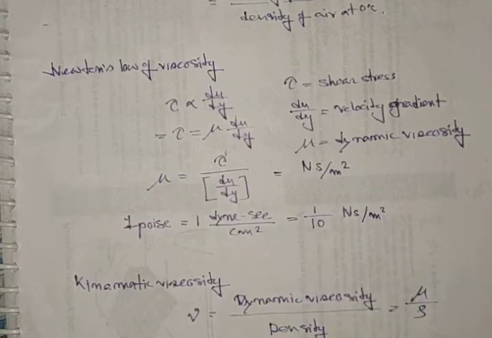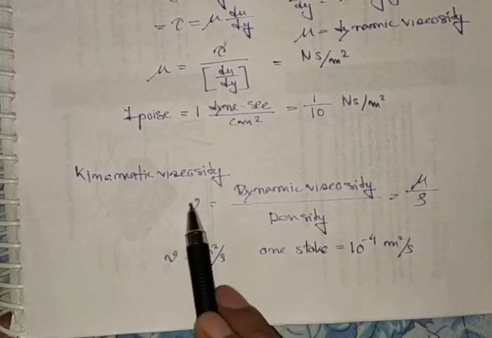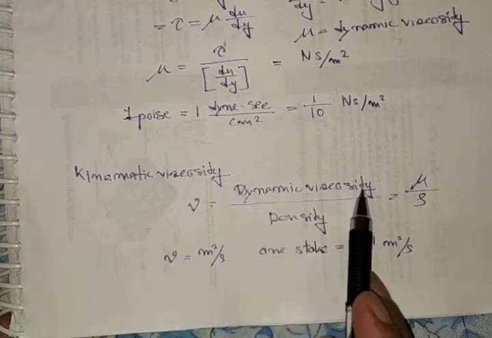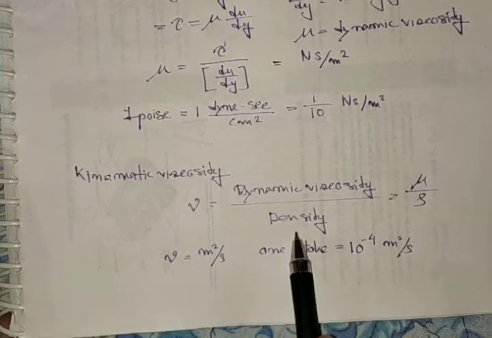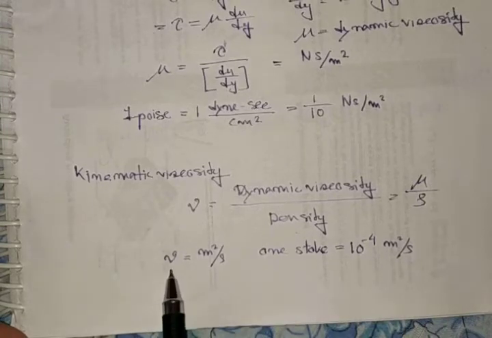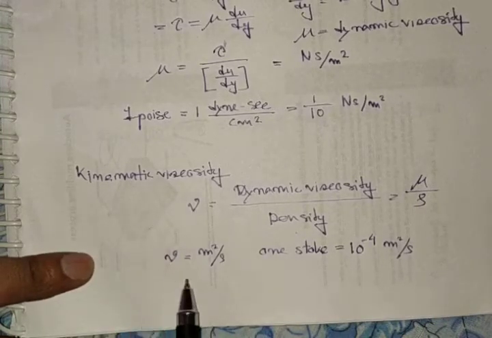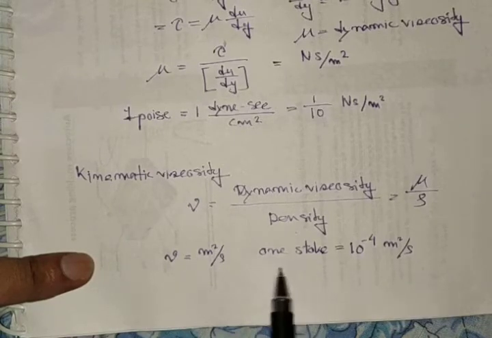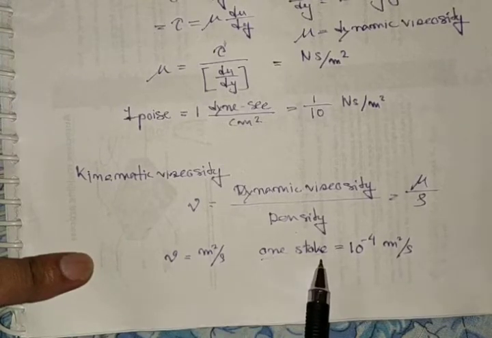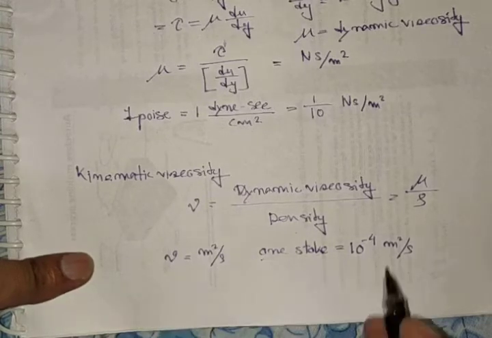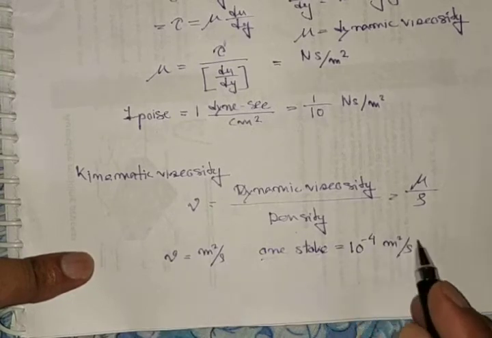So let's talk about kinematic viscosity. Kinematic viscosity is the ratio between dynamic viscosity and the density of the liquid. So it is basically mu by rho, and its unit is meter square per second. One stokes, which is another unit for kinematic viscosity, is equal to 10 to the power minus 4 meter square per second.